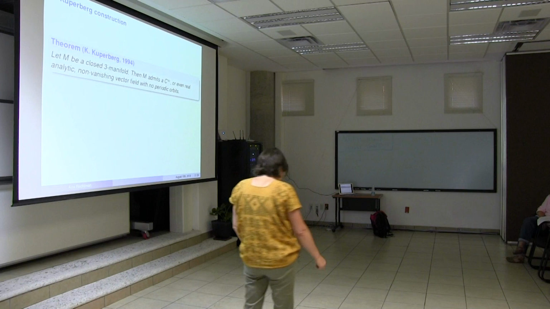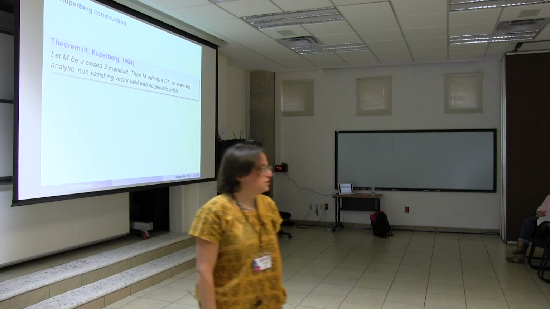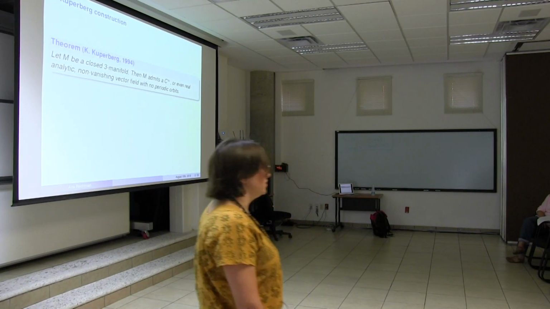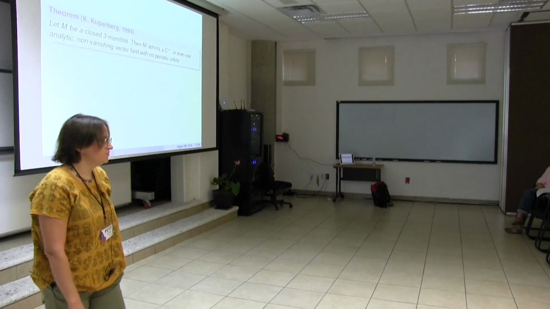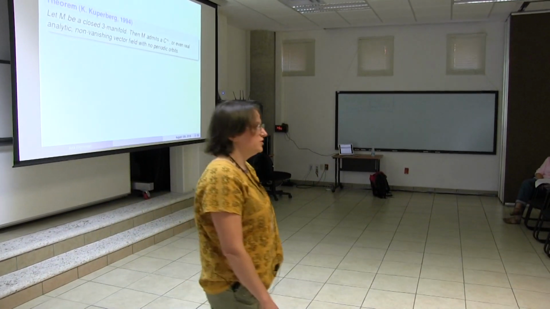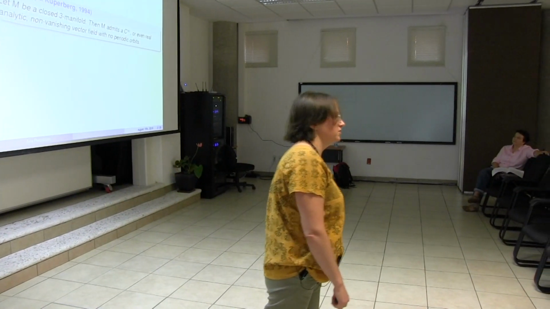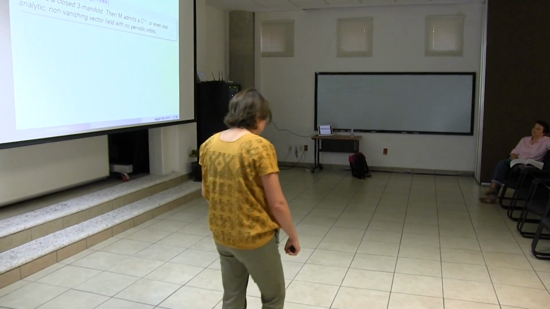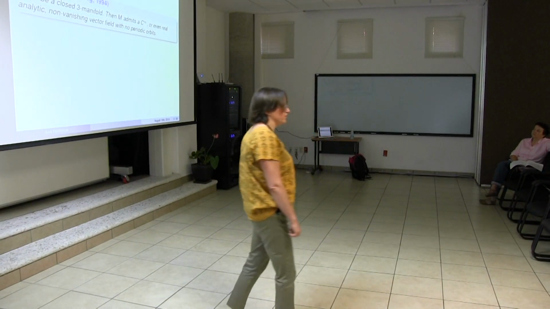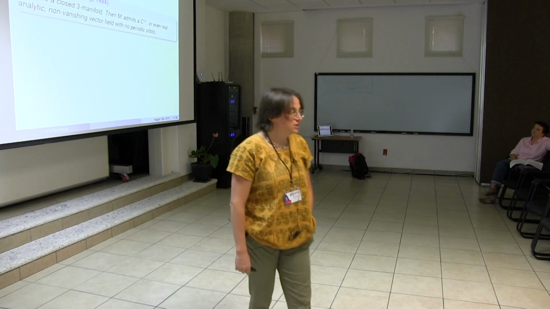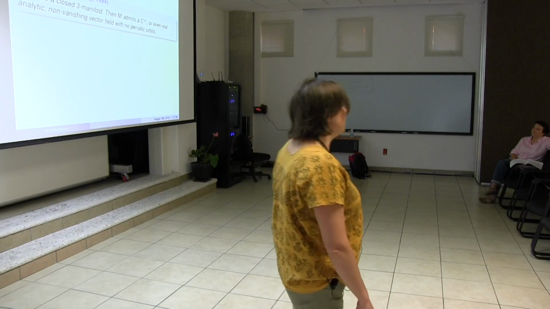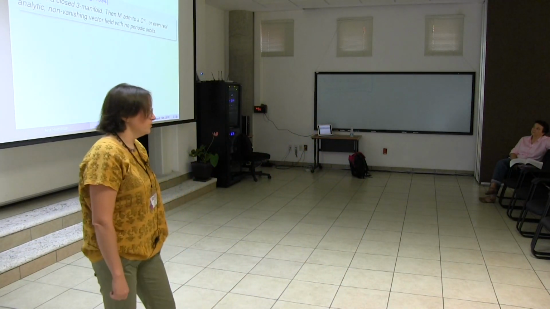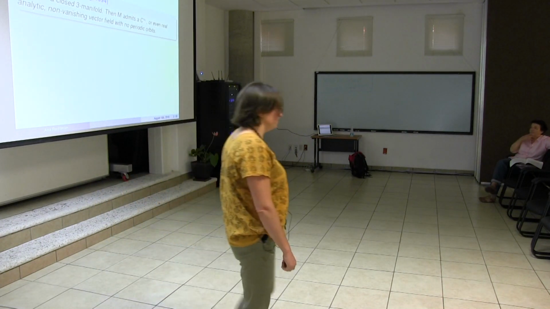So if you have a closed three-manifold, then the Euler characteristic is 0. So you can always find vector fields without zeros on it. And then you ask yourself whether you can find examples without periodic orbits. And the answer is yes. And I will try to show you how you prove that.